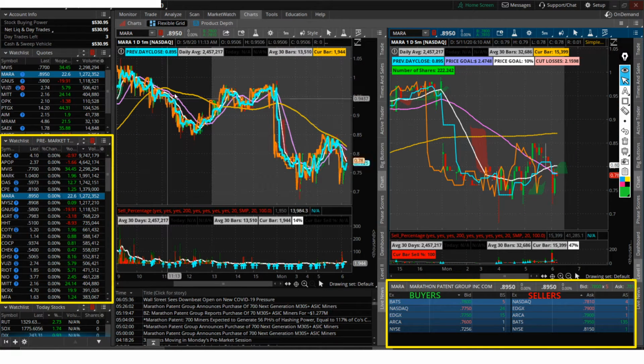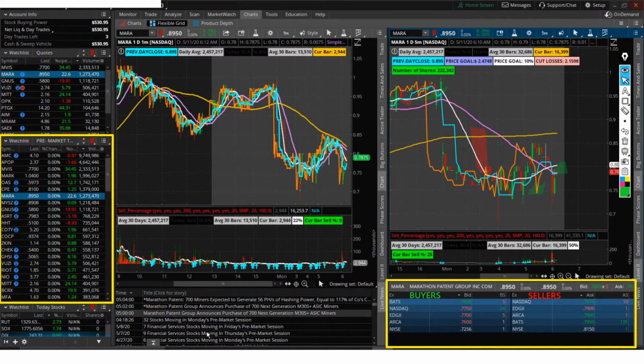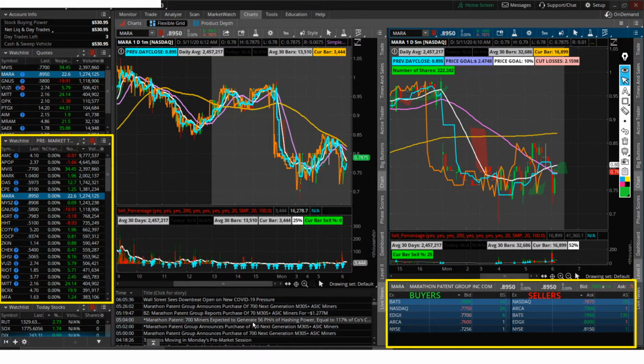Next we have Mara. Daily average volume 2.4 million, pre-market 1.2. News: Mara announced purchase of 700 next gen M30s plus ASIC miners, so expected to generate 56 PHS of hash power.